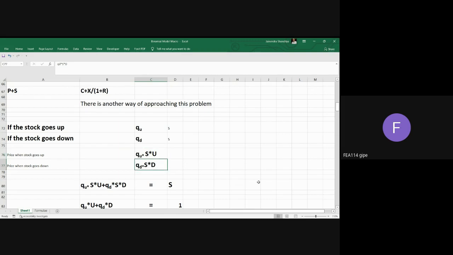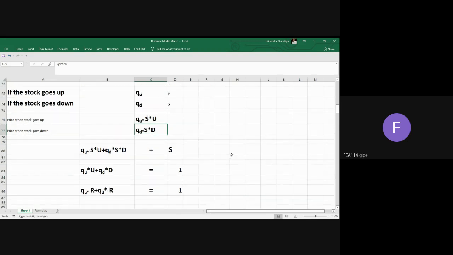In a similar way, we can price in the down state when a stock goes down: we can price that option by QD into S into D. So basically, we have two different prices: one in up, QU into S into U; one in down, QD into S into D.